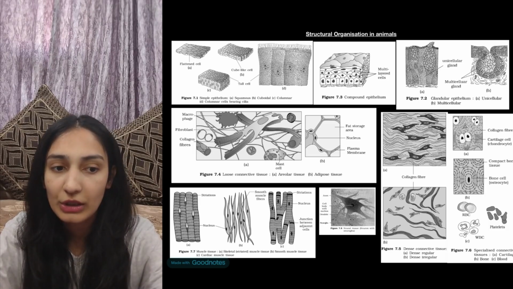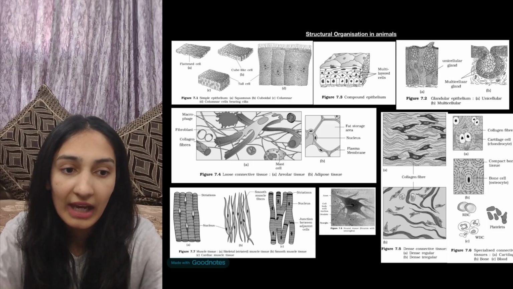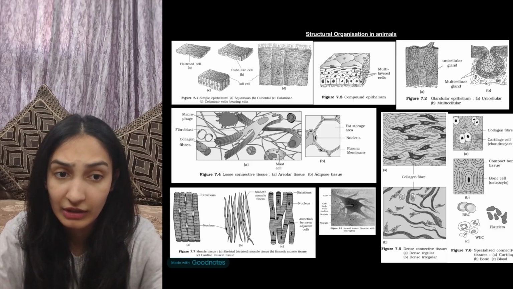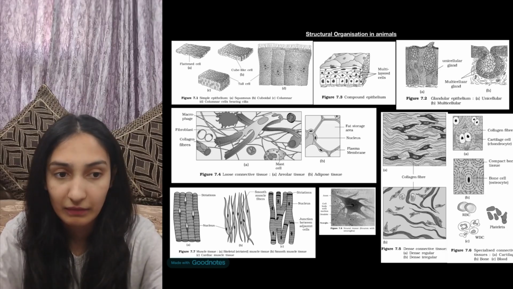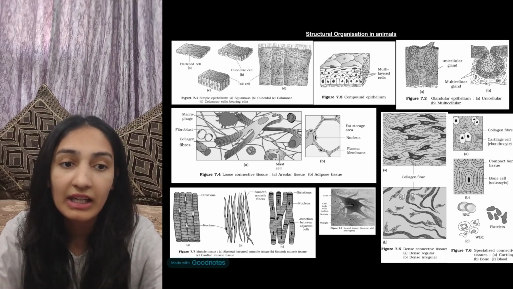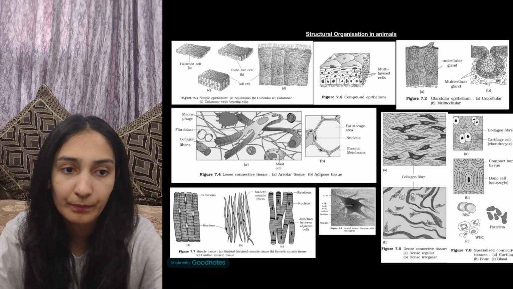A is areolar tissue and B is the adipose tissue. Now, look in the areolar tissue, we have mast cell, we have macrophage, we have fibroblast and collagen fibers. You need to remember the identifications. In B, there are fat storage areas, nucleus and plasma membrane.